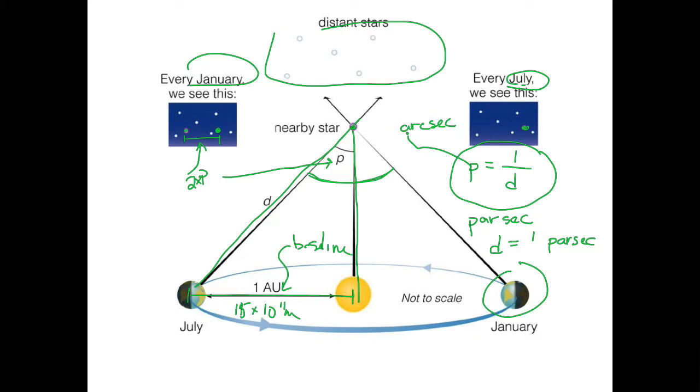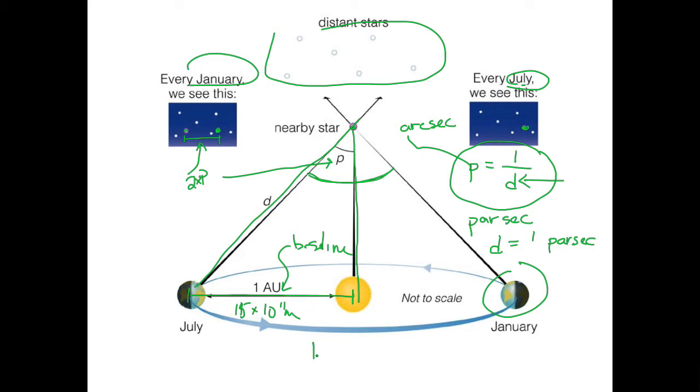And that's a convenient unit because it's very easy to measure the number of arc seconds a star moves, and then you can turn that into a distance by using this equation right here. So if I measure P, I can get D and vice versa. Now what is 1 parsec?